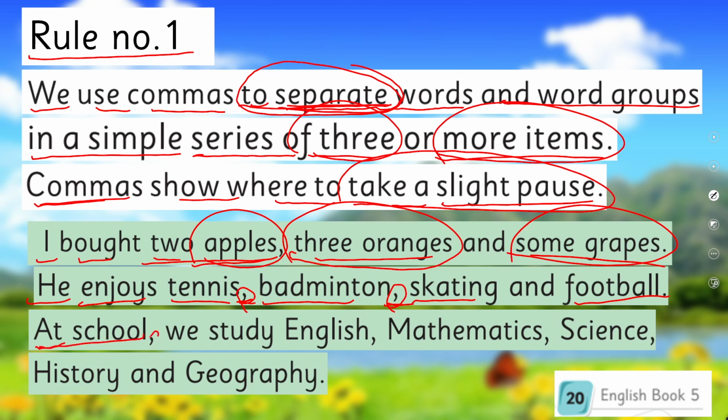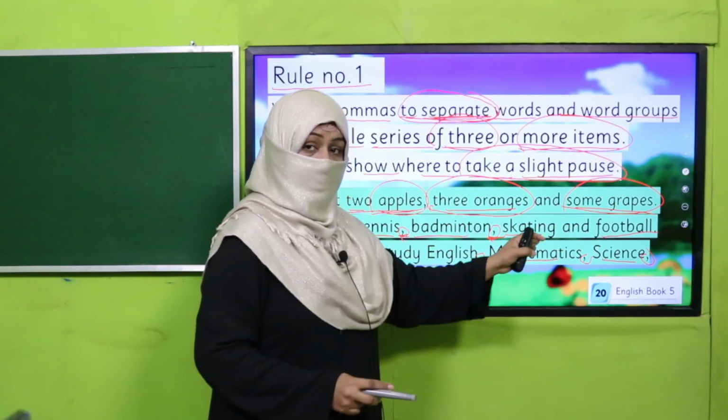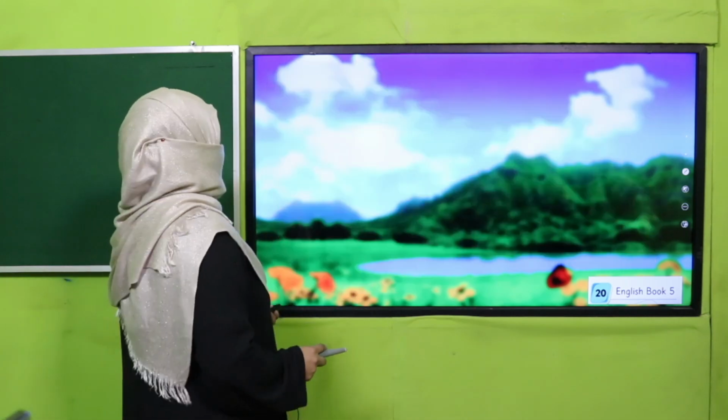Now there is a short pause over here because the next phrase is going to be at school, comma, we study English, comma, mathematics, comma, science, comma, history and geography. Now, at school, we study. These are 2 phrases interlinked, but we have to take a pause. And after this, English, maths is a list. We have to separate them by placing commas, right?